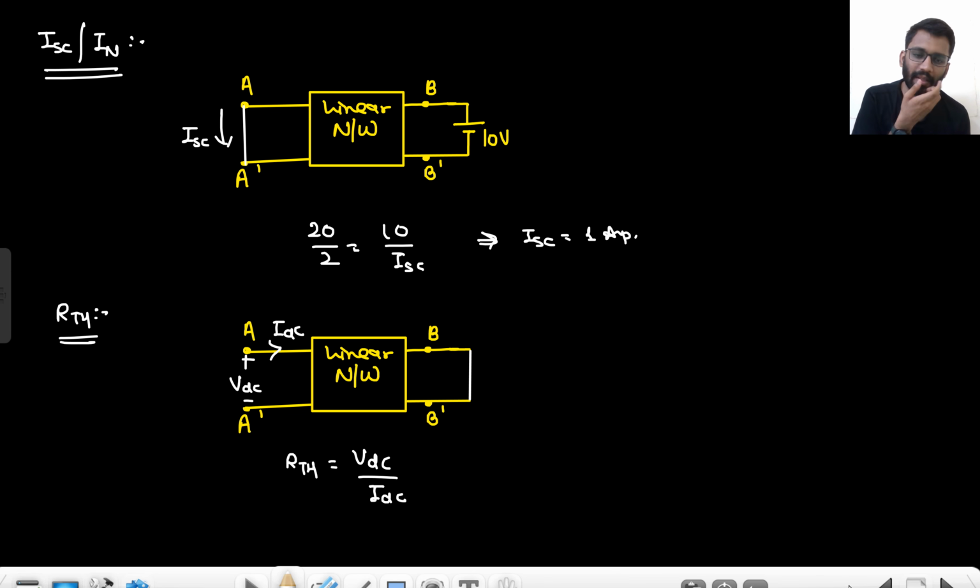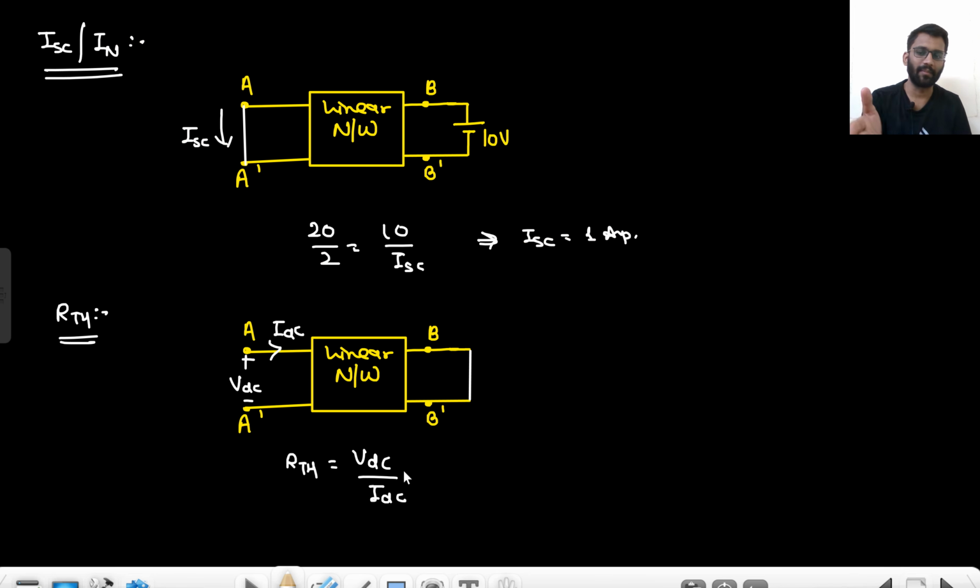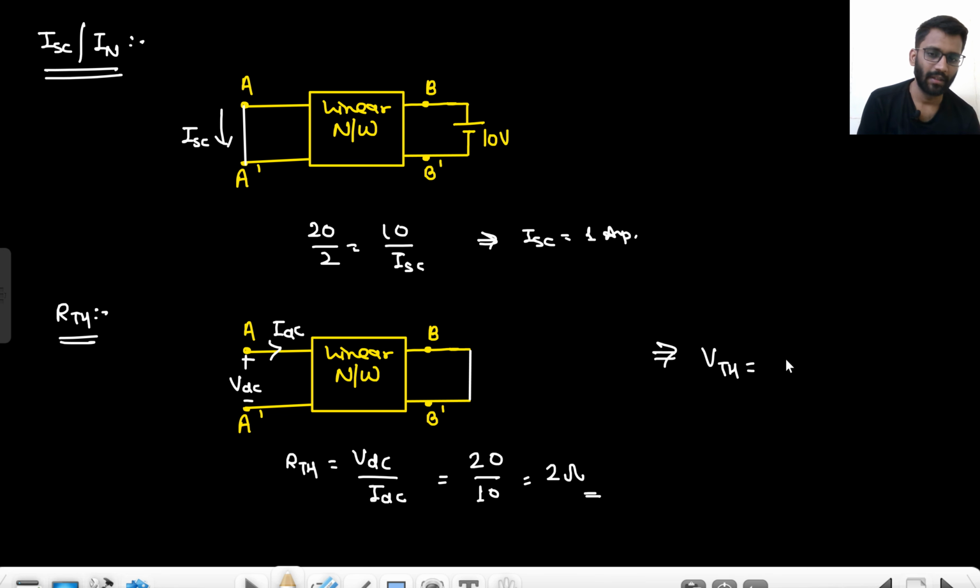Now what is given to me? This circuit is given to me. Isn't it the same? Apply 20 volt, get a current, and the other part is short circuited. So isn't it the same? The same kind of network is there. So if I had applied 20 volt, I would have got a current of 10 ampere. So 20 by 10. So that means my RTH is 2 ohm. Okay. So from here, what do I see? My VTH would be 2 into 1. That means 2 volt.